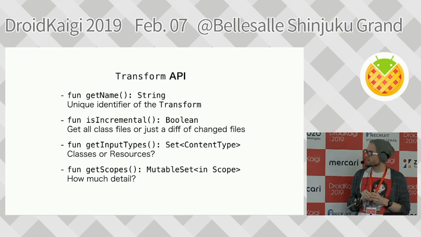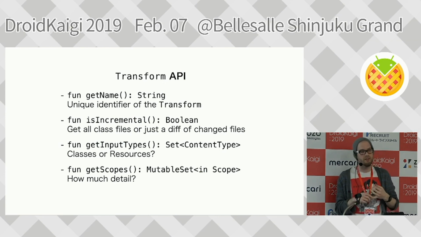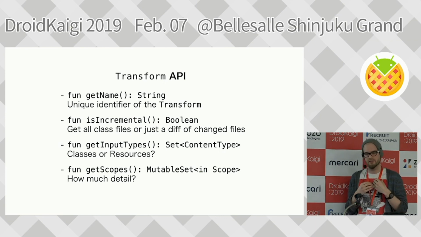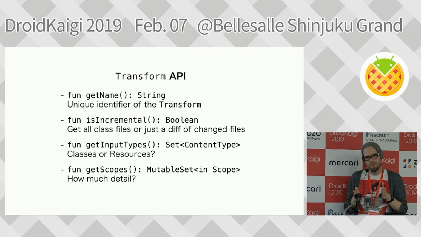So getScopes has a few different values. For instance, you can say, I want to deal with classes, but I only want to deal with my own project files, only classes from my project. Or you can say, only classes from test code, only classes from external libraries. So you can kind of narrow down what kind of these input types you actually want to consume.